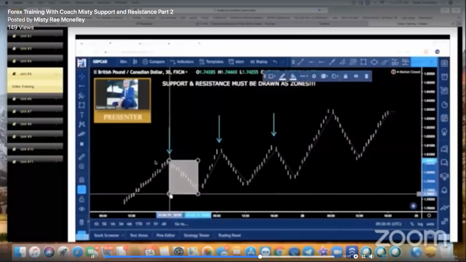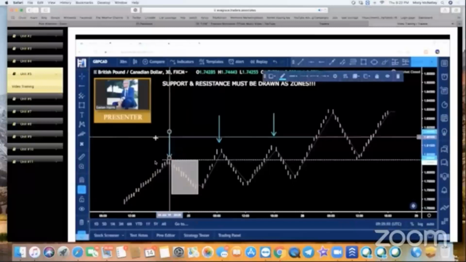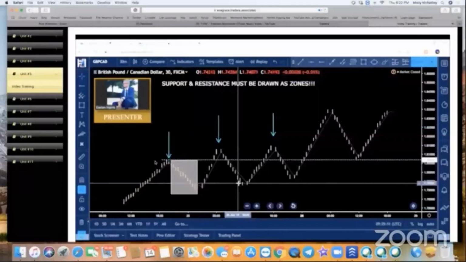Okay, so if we're looking for the very edge of this move here, I'll pull out this dotted line tool. It is right here. This is our bottom parameter for our zone, and it is the very edge of this move. Okay, guys, right here.